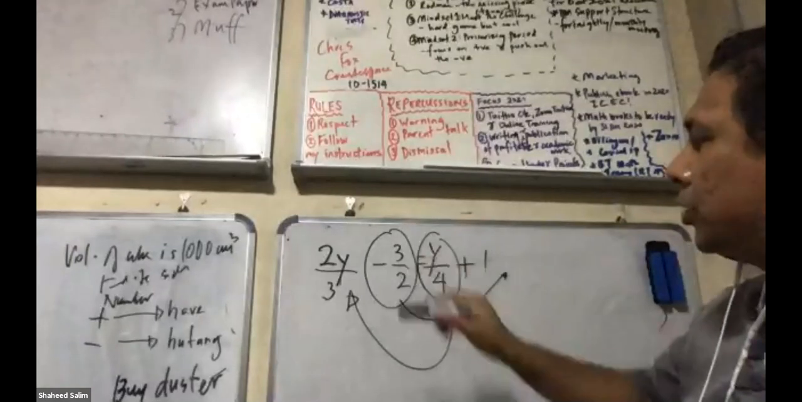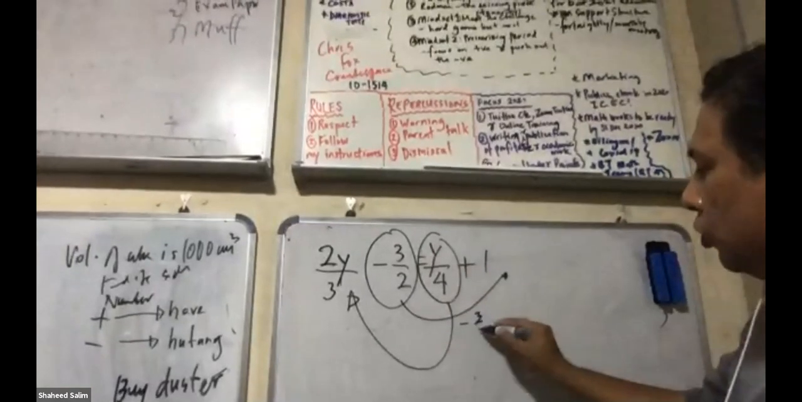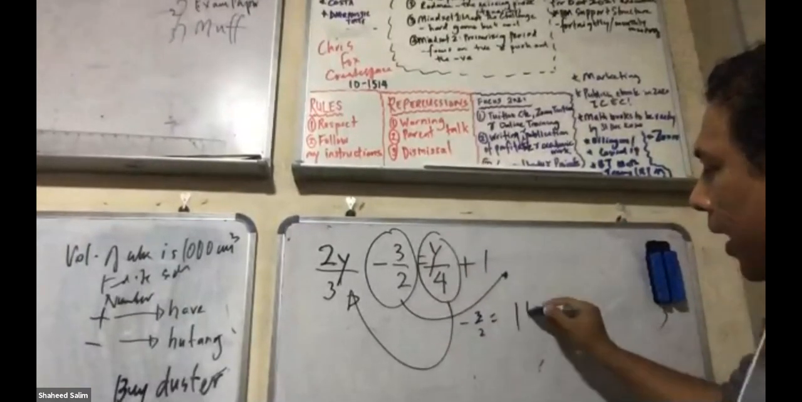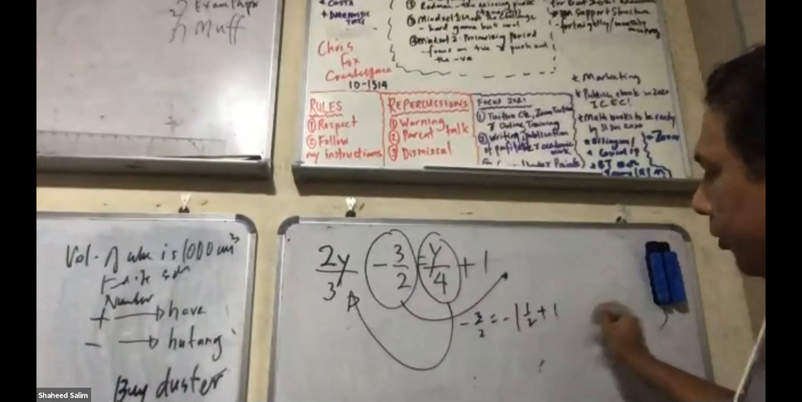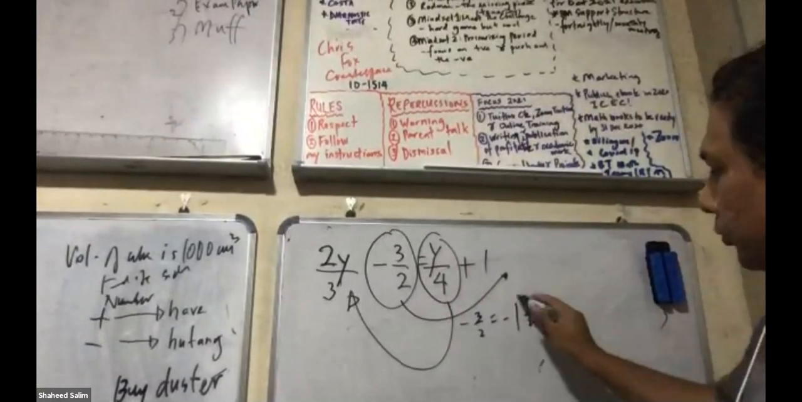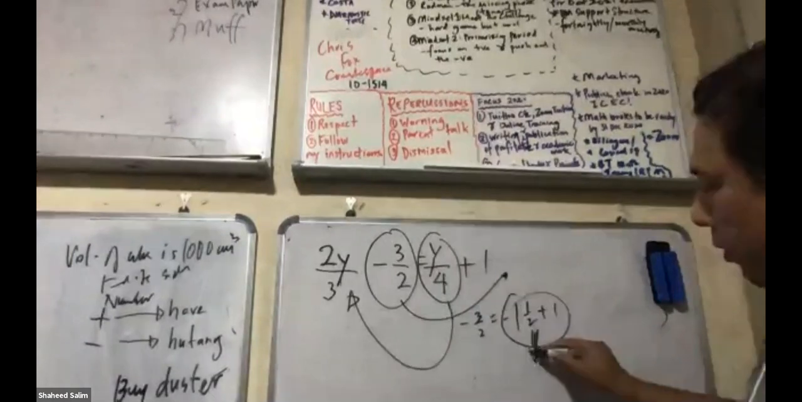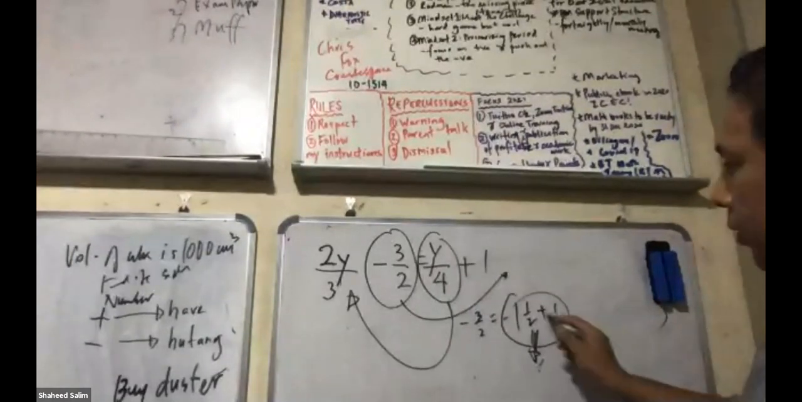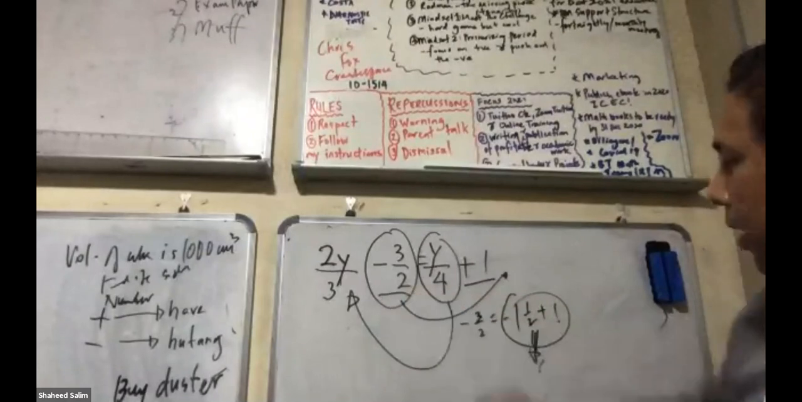Do I have to make the right side the same? Right side, this is actually what? Minus 3 over 2. 3 over 2 is how much? 1.5, right? Minus, plus 1. So what's your answer? 1 plus 1. This one's minus 1.5.